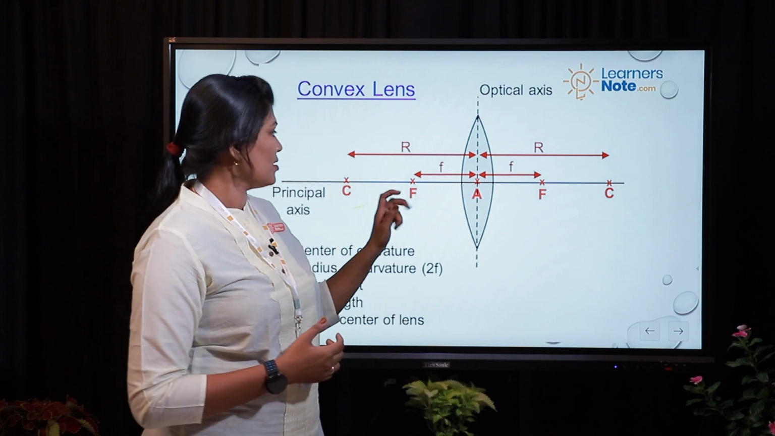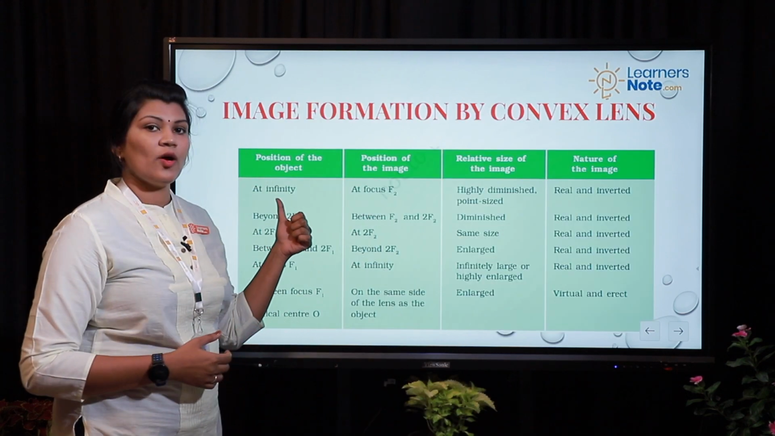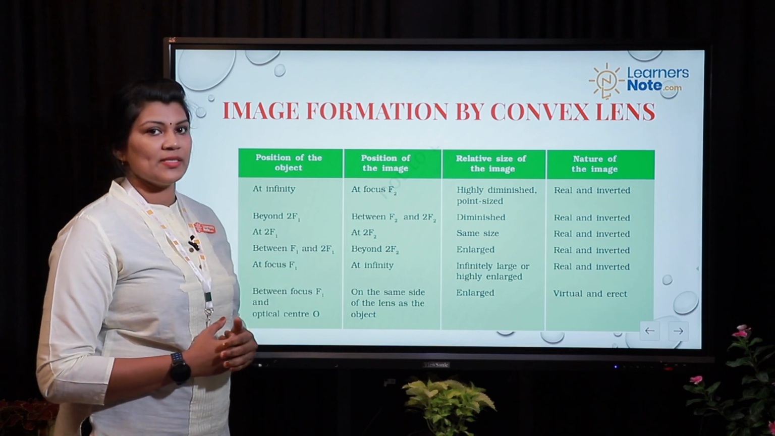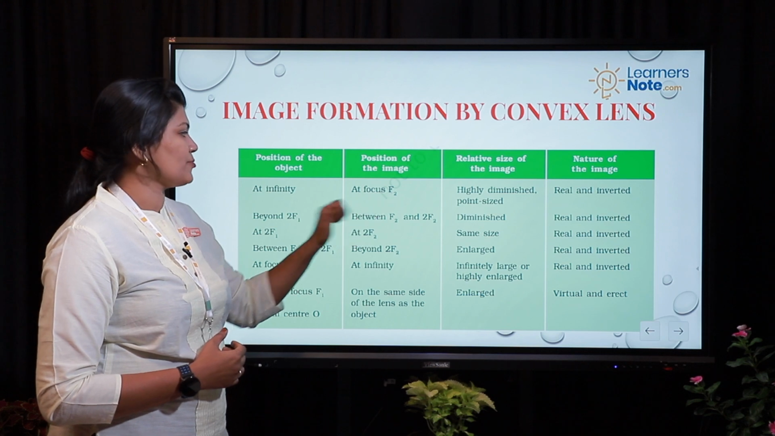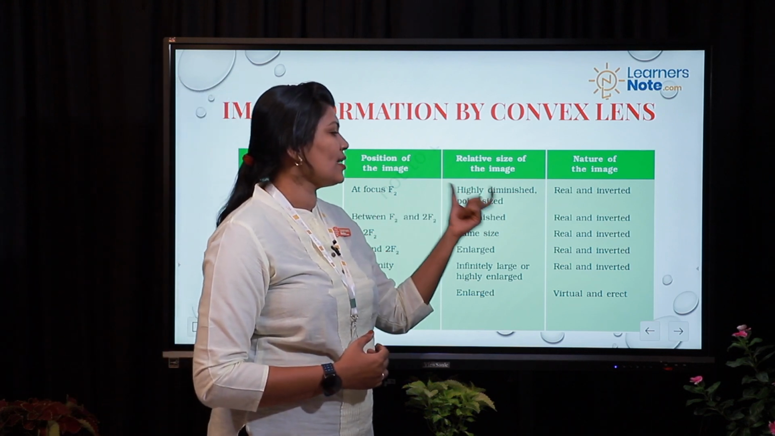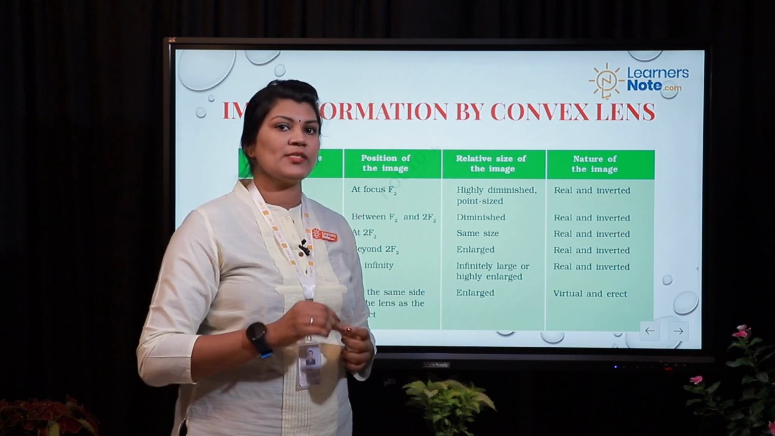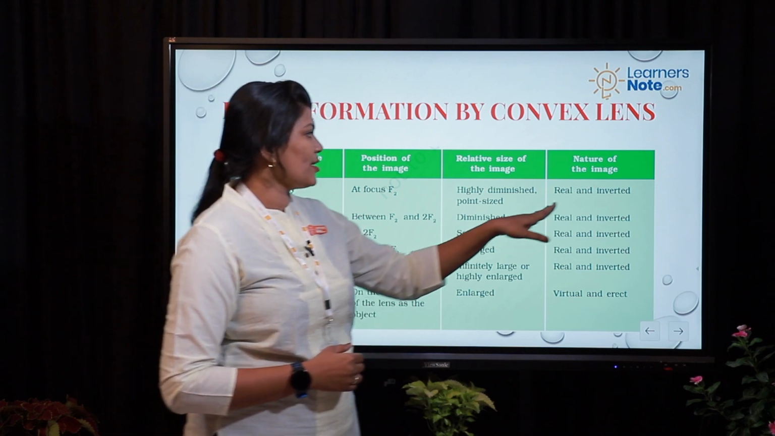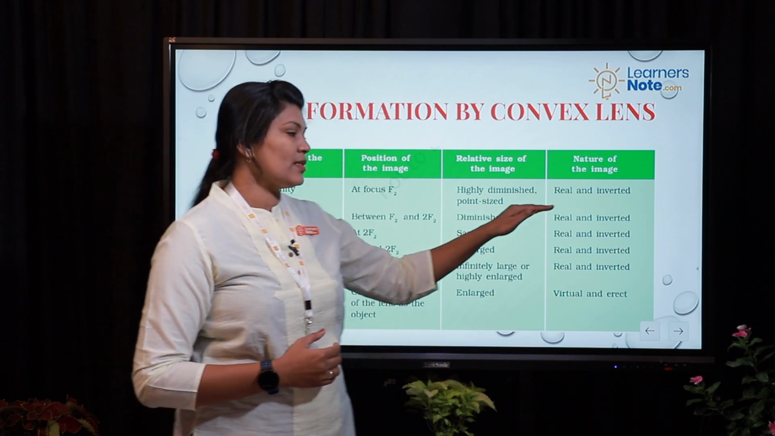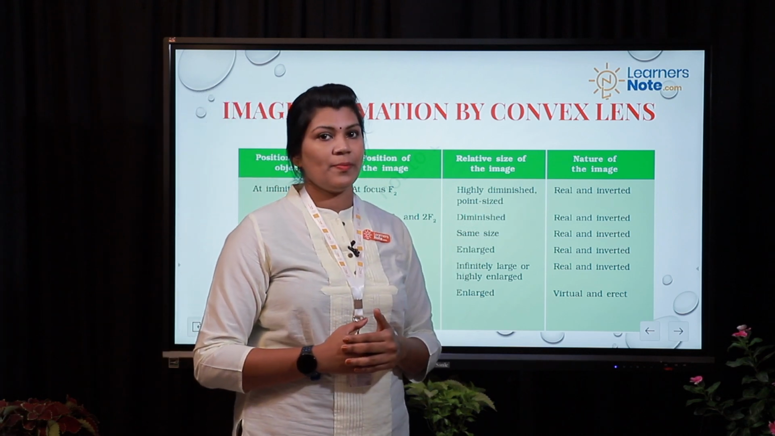Let's discuss that. If the object is placed at infinity, the image will be formed at f2, and the size of the image will be highly diminished. It will be in point size form, and the nature of the image will be real and inverted.